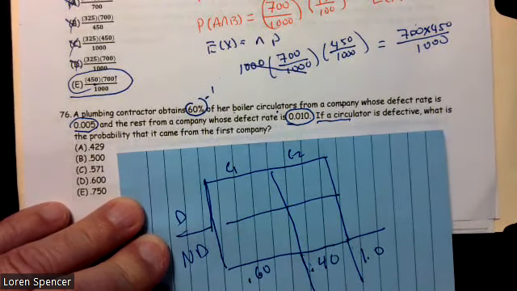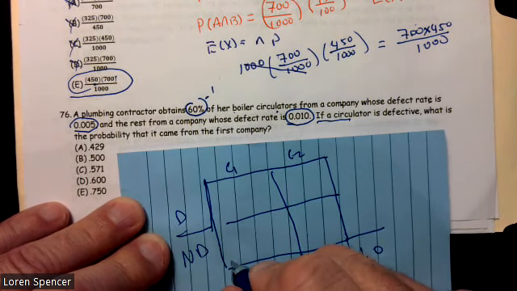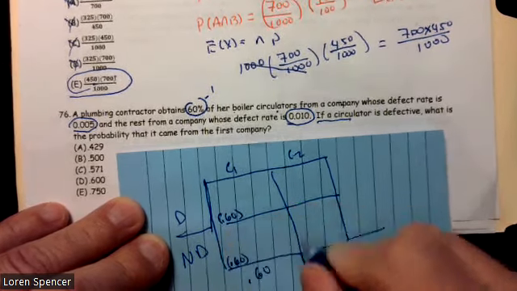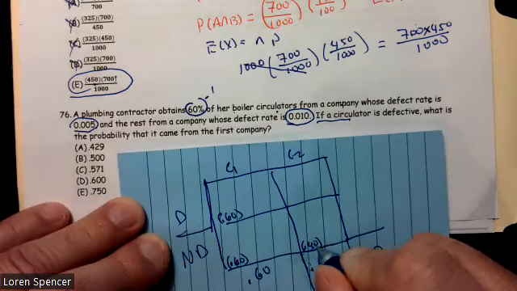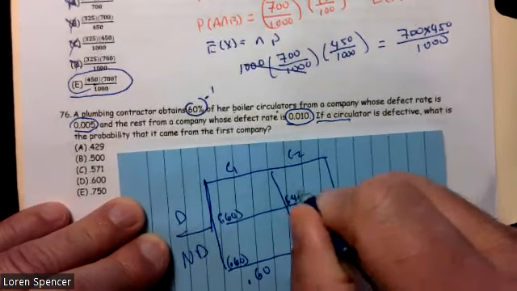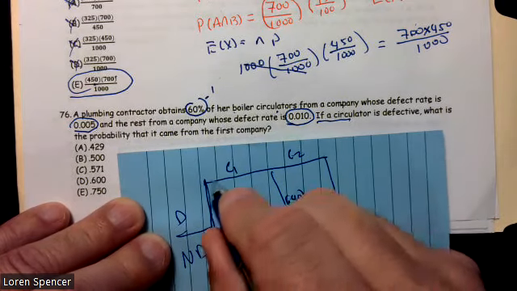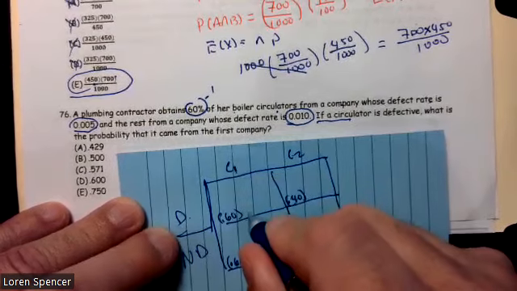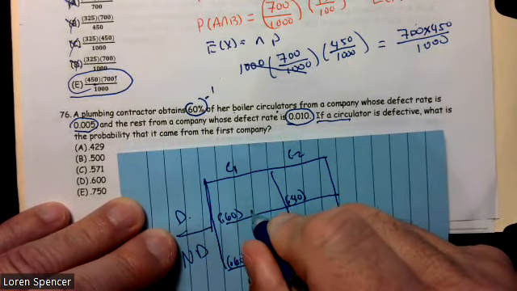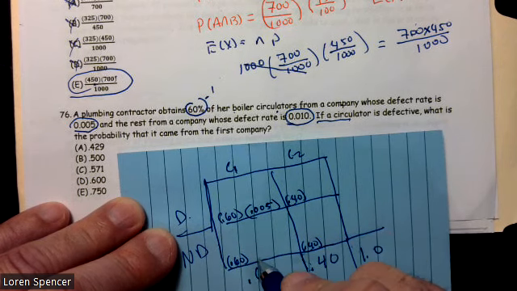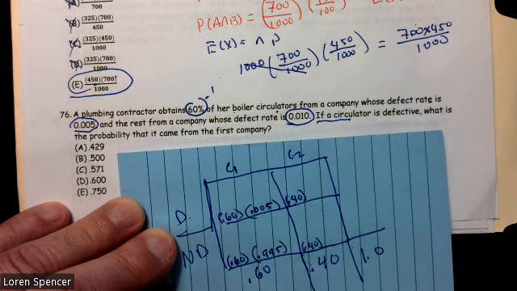Well, I'm going to write the 60% really small. So this is 0.6. And this is 0.6. This is 0.40. And this is 0.40. Defect rate is 0.005. So company one and defect 0.005. Then I'm going to go 1 minus that, which is 0.995. That's a probability it's not defective.